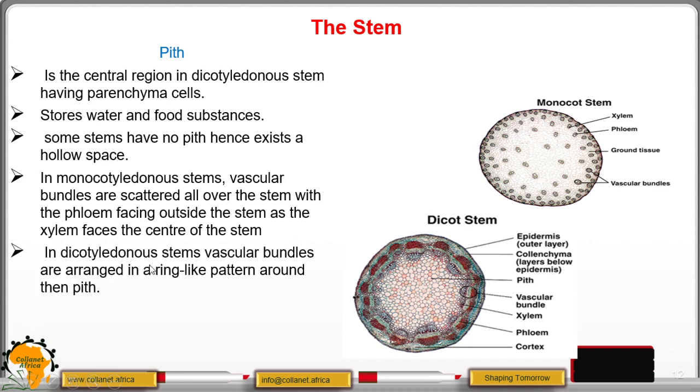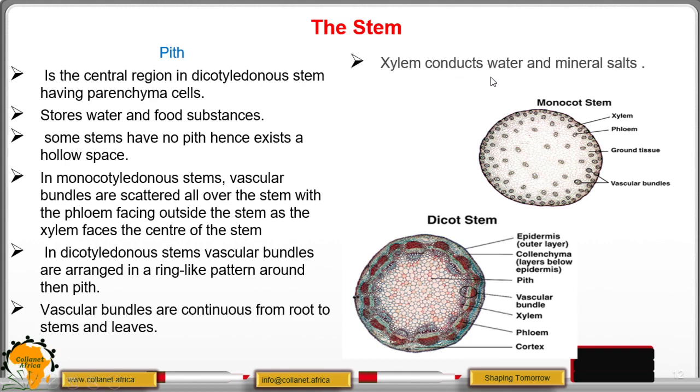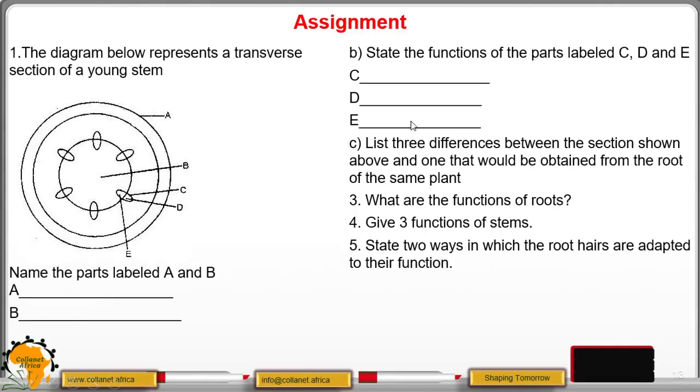In dicotyledonous stems, vascular bundles are arranged in a ring-like pattern around the pith. So this is the pith, and where we have the xylem and the phloem alternating. Xylem conducts water and mineral salts, as we have said. Phloem translocates dissolved food substances like sugars.